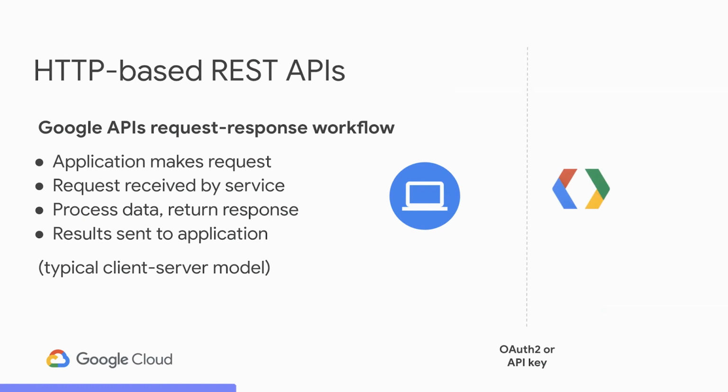So it's very much a request-response workflow. You write your application using Google APIs. You run the code. It makes an HTTP call to our services. You have to get past security. You have to have the right credentials. Once that has been confirmed, the API does whatever service you requested, and then it sends the response back to your application. Very much a client-server model.